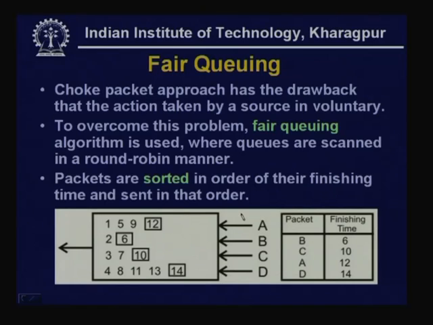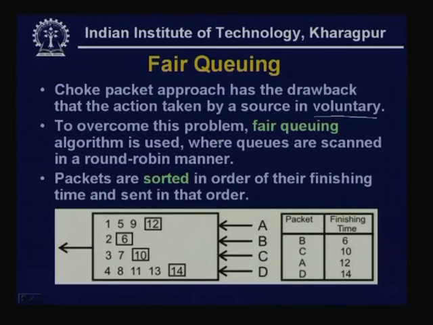This choke packet approach has one serious drawback: the action taken by a source is voluntary. That means a source node after receiving a choke packet may decide to reduce the traffic or it may not reduce the traffic. So, to overcome this problem, the fair queuing approach is used. In this algorithm, queues are scanned in round robin manner, and then packets are sorted in order of their finishing time. So, byte by byte scanning is done, and the finishing times are found out.